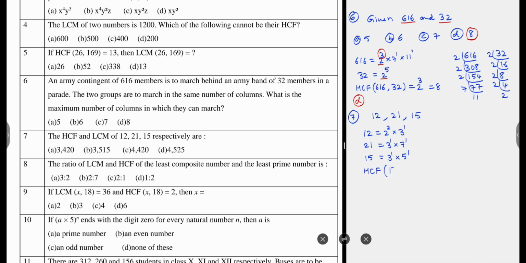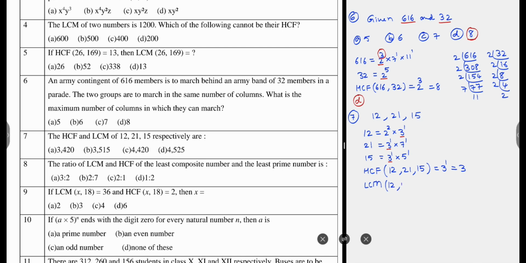So we want HCF first. HCF of 12, 21, 15: whenever we find HCF we take only the common factor. Common factor is 3, and the lowest power of 3 is 1 only. So 3 power 1, and no other common factor is there. 3 power 1 is equal to 3. HCF is 3.